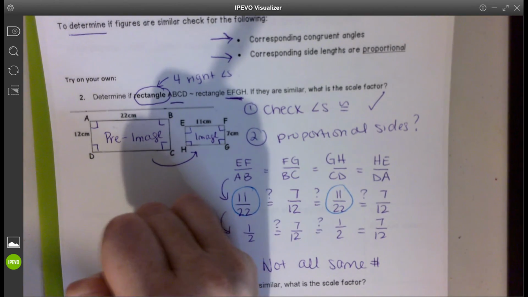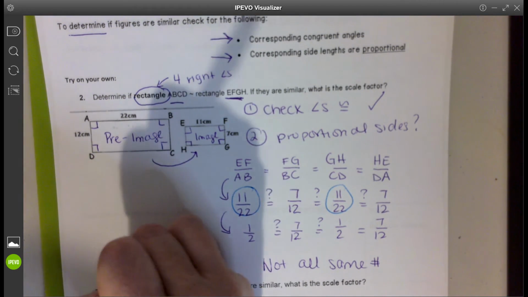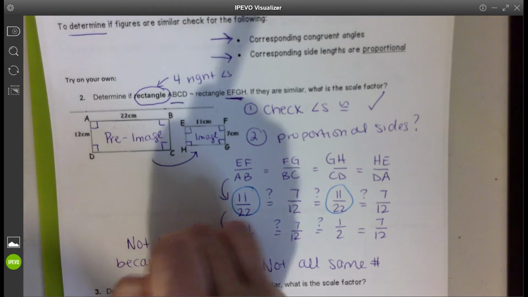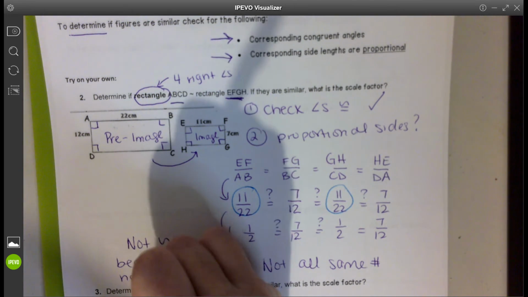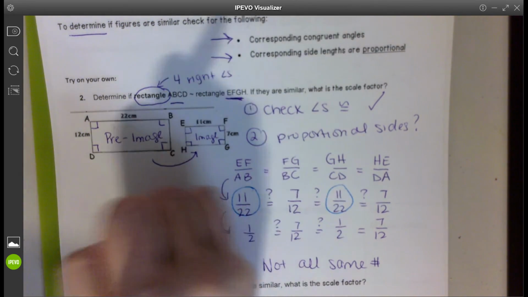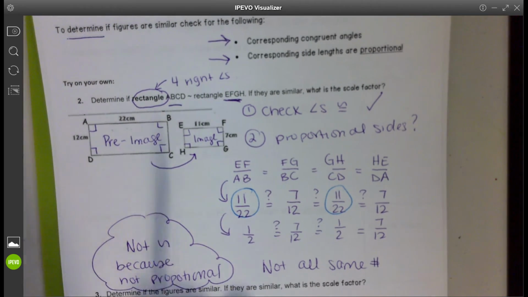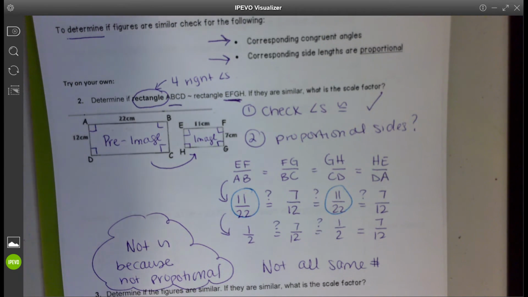So again, that means we have to write not similar because not proportional. You need to write the statement. The statement is huge. If you don't write the statement, you didn't finish the problem. Now, I use the symbol for similar. You can write the word out. All right, we're going to try another one.